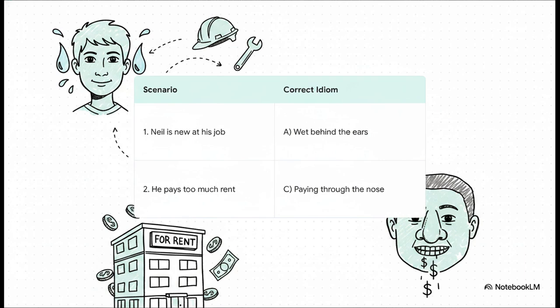And finally, our idiom challenge. If someone is really inexperienced like Neil, we say they are wet behind the ears. And if you're spending way too much money on something, like that expensive apartment, you are paying through the nose. Idioms can be really tricky, so fantastic job for even tackling those.